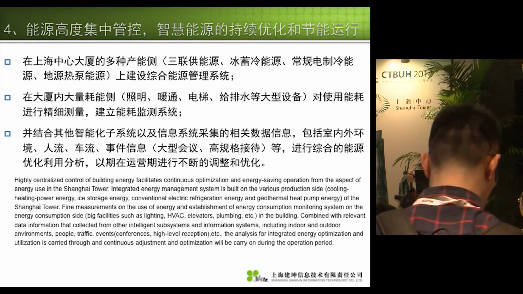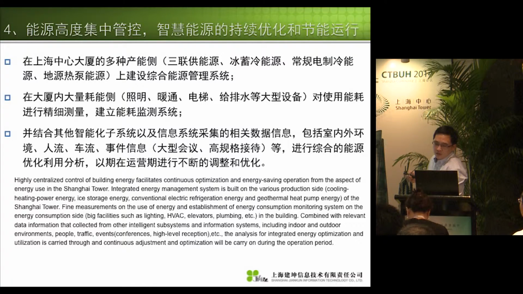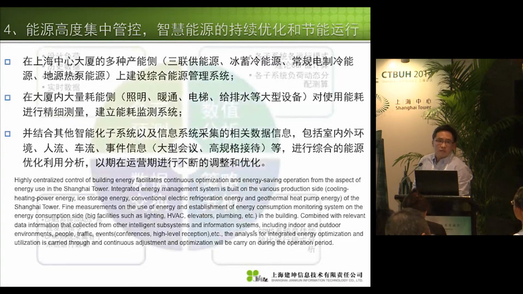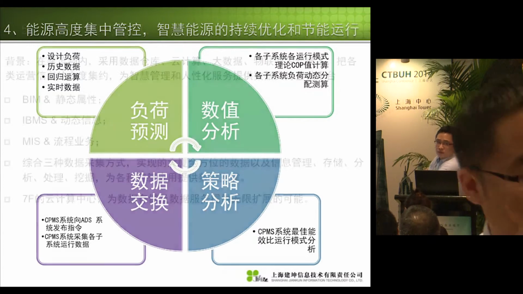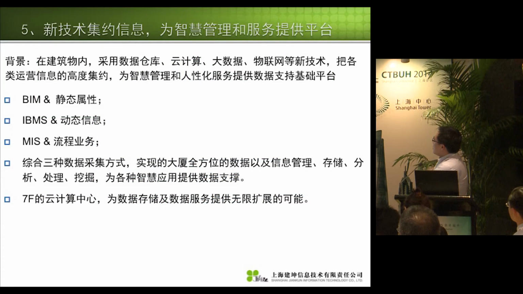And first of all, on the side of energy production, we have set up the energy management system. And in terms of the energy consumption, we have set up the energy consumption monitoring system. And also in terms of this data and information, we have also made further analysis on its demand in order to make continuous adjustment and optimization. This is also the concept of CPMS.